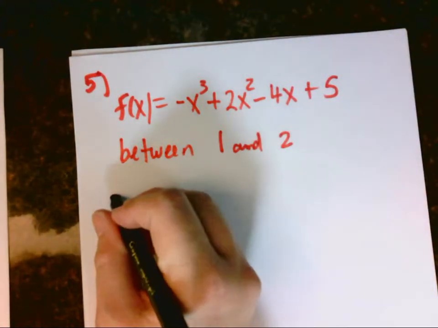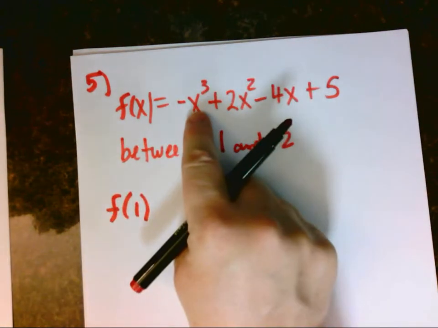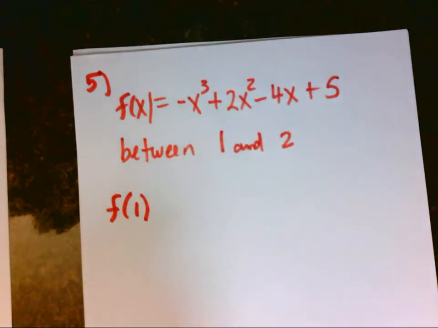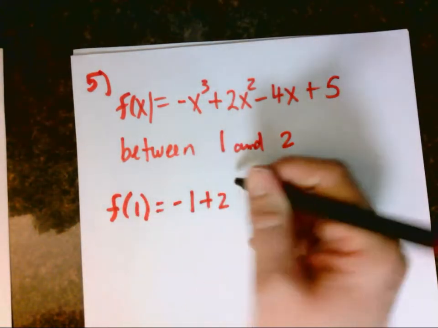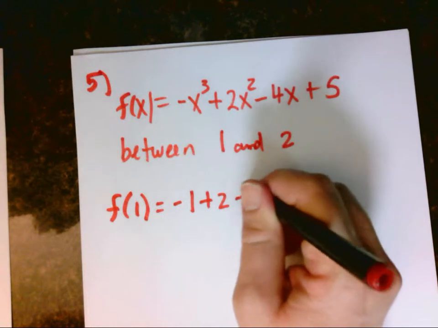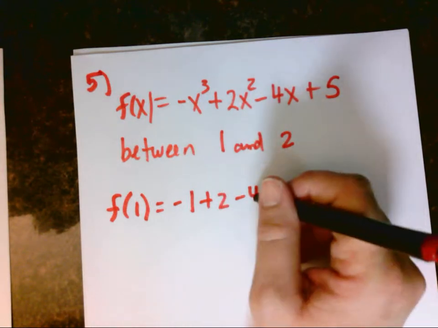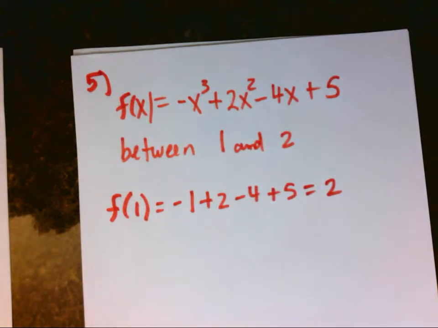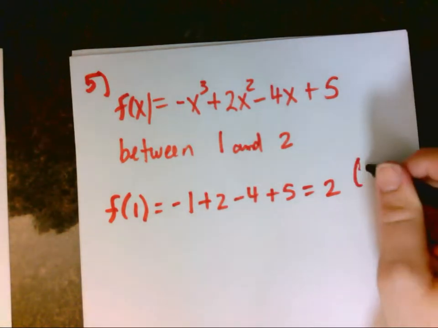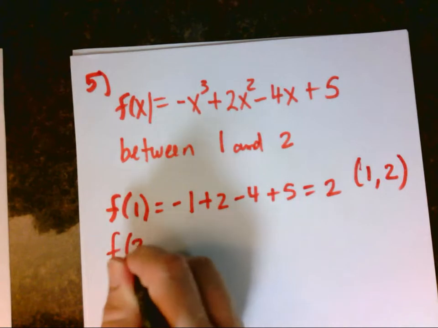Okay, the first thing we need to do is calculate f of 1. Plug 1 into there. So that's going to give us negative 1, positive 2, negative 4, positive 5. So that's going to be positive 7 minus 5 is 2. Okay? When x equals 1, y is 2. So that's a point on the graph. And now find f of 2.